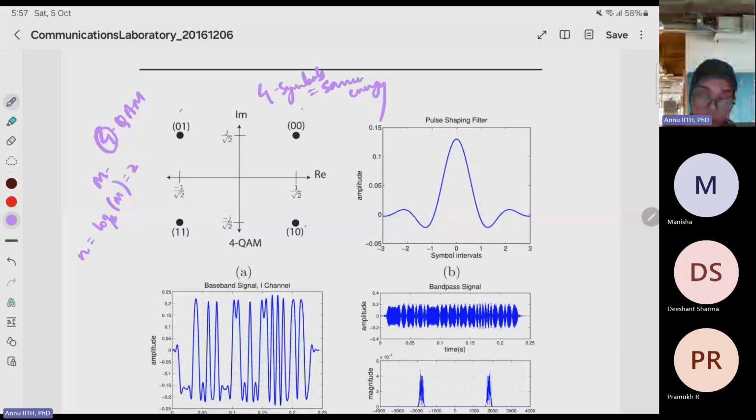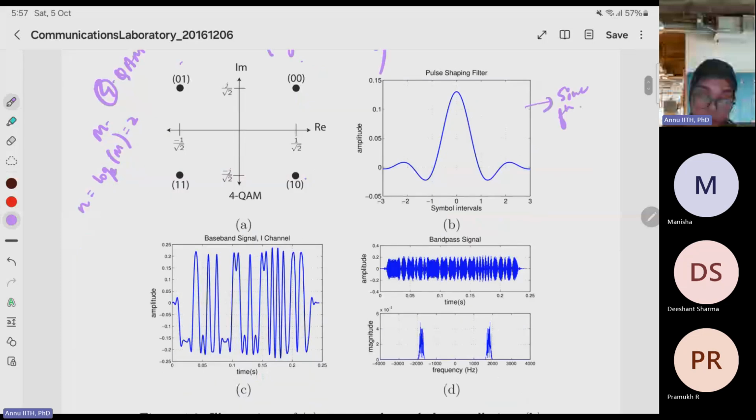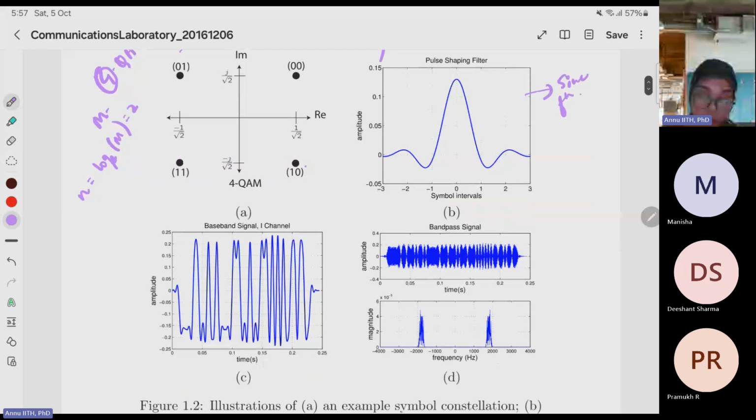Now, a pulse shaping filter was required at the transmitter, because once we have the symbols, we want to shape them into pulses so that after modulation they will go to a higher frequency. This pulse shaping filter is always the same function. You have this baseband signal, which is a baseband signal without modulation, and this is a bandpass signal with modulation.